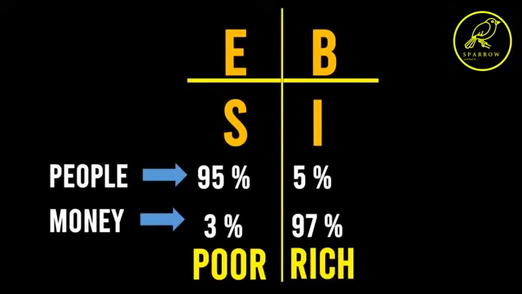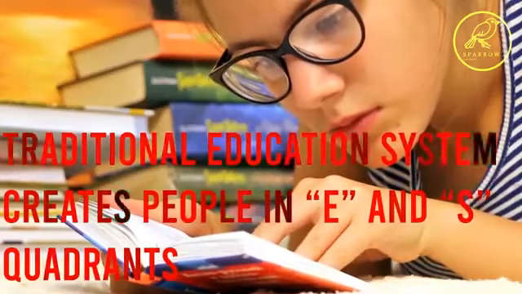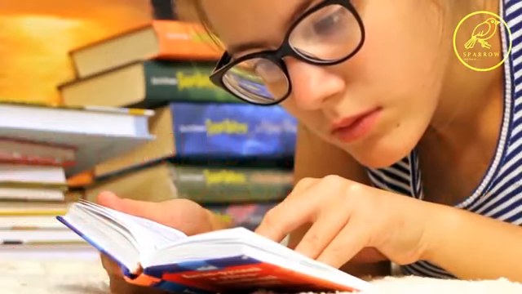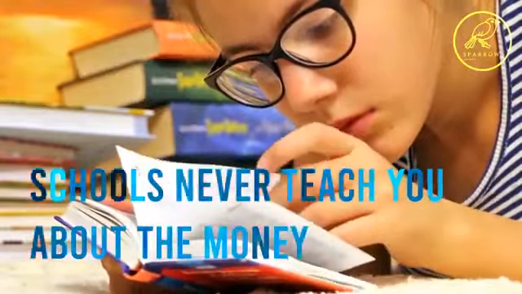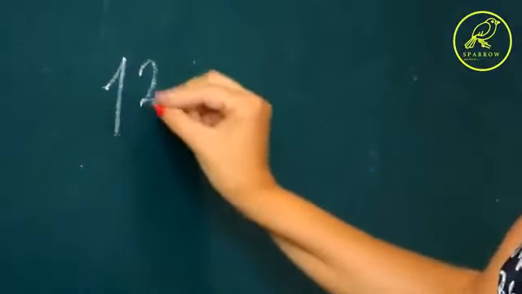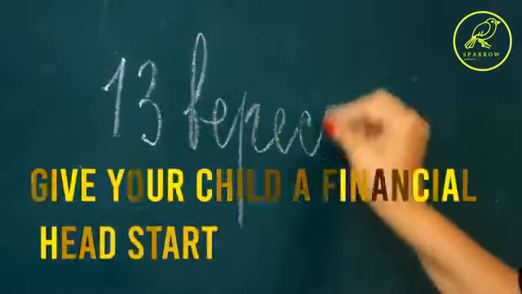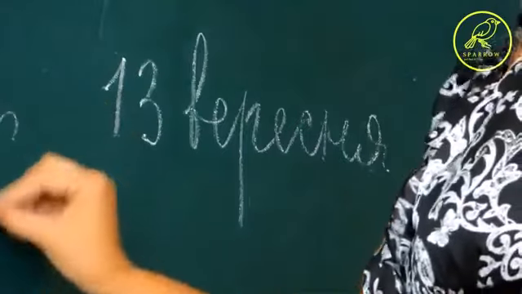Our traditional school system, or traditional education system, creates people in the E and S quadrants. School never teaches you about money. So give your child a proper financial education. Otherwise, they are left as typical E and S quadrant people who live below their means.